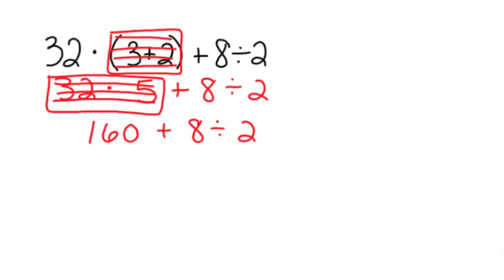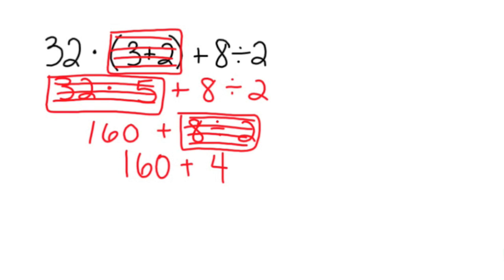Now, the next thing that we're going to do is the division, 8 divided by 2. 8 divided by 2 is 4, so we'll bring down the 4, and we're done using those numbers. So now we bring down the 160, and our expression now is 160 plus 4. Now all we have left to do is add those two numbers. So add those numbers, hit pause, and when you're ready to continue to check your work, hit play. So now if you add 160 plus 4, you get 164.